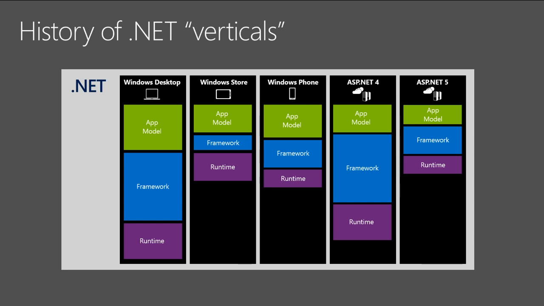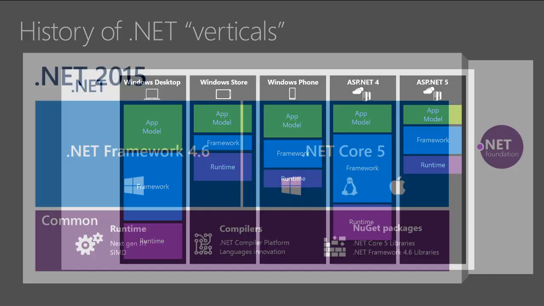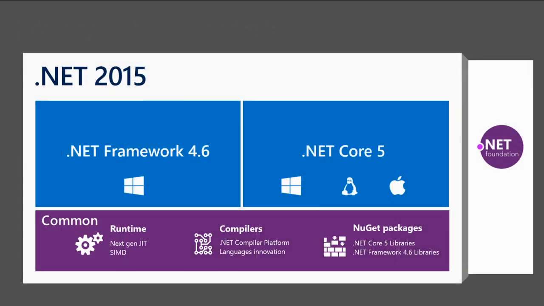But the new ASP.NET 5, look at how small that is comparatively to the others. This is to relative scale. We've got a very thin app model and a small framework on top of a very thin runtime. Okay? We've got some options there because now we've got two flavors of the .NET framework.